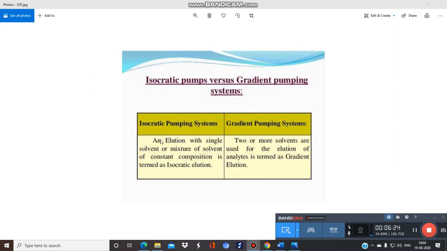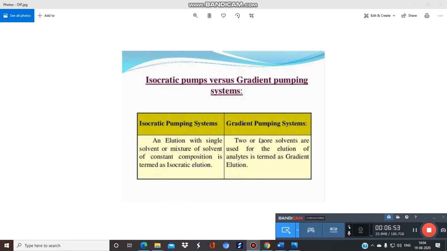Okay, so isocratic elution is a very complex term, but its meaning is very simple. Iso means same, kratic means throughout. So in isocratic elution, look at this: a single solvent or a mixture of components of constant composition is used throughout the column. That is, the mobile phase will remain constant throughout the column or throughout the procedure.